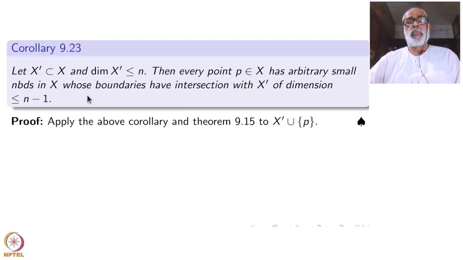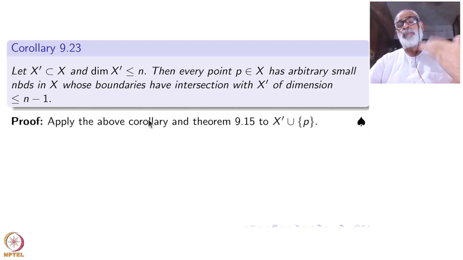Another corollary is: take a subspace X prime of X of dimension less than or equal to n. Then, every point P inside X, not just inside X prime, now I am making a global statement about X itself, has arbitrarily small neighborhoods in X whose boundaries have intersection with X prime of dimension less than or equal to n. The statement about P belonging to X prime follows by the definition of dimension of X prime less than or equal to n.